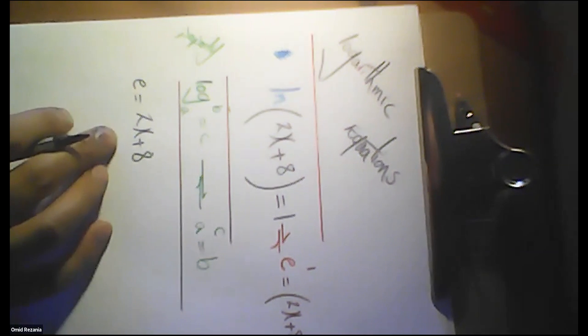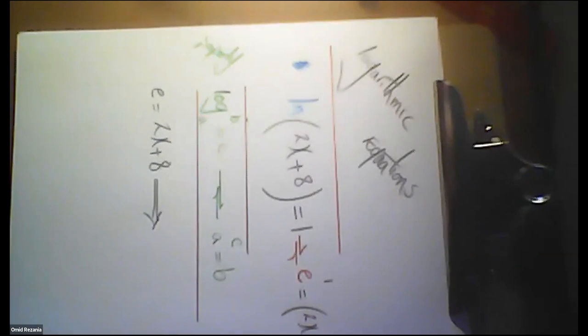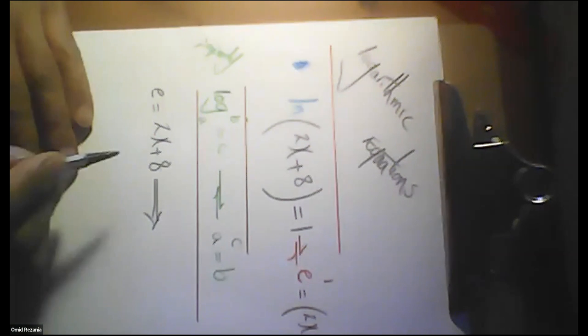Mingzhe, can you solve this equation? 2x plus 1 equals... This is 8, Mingzhe. 2x plus 8 equals 1. That's right. It's 8 essentially.